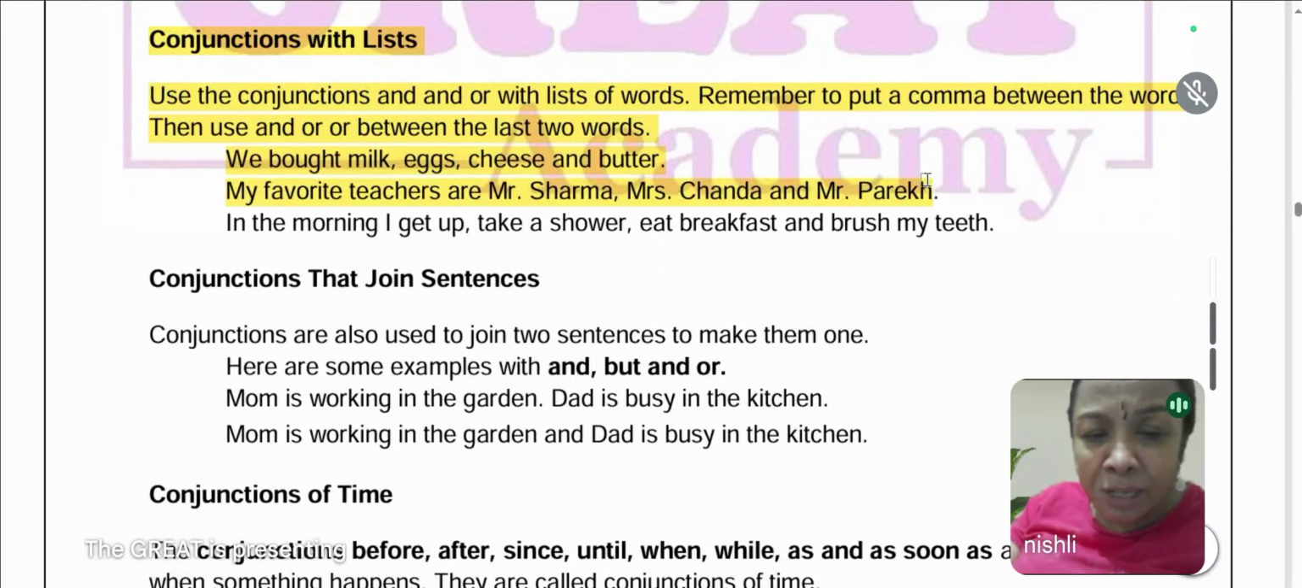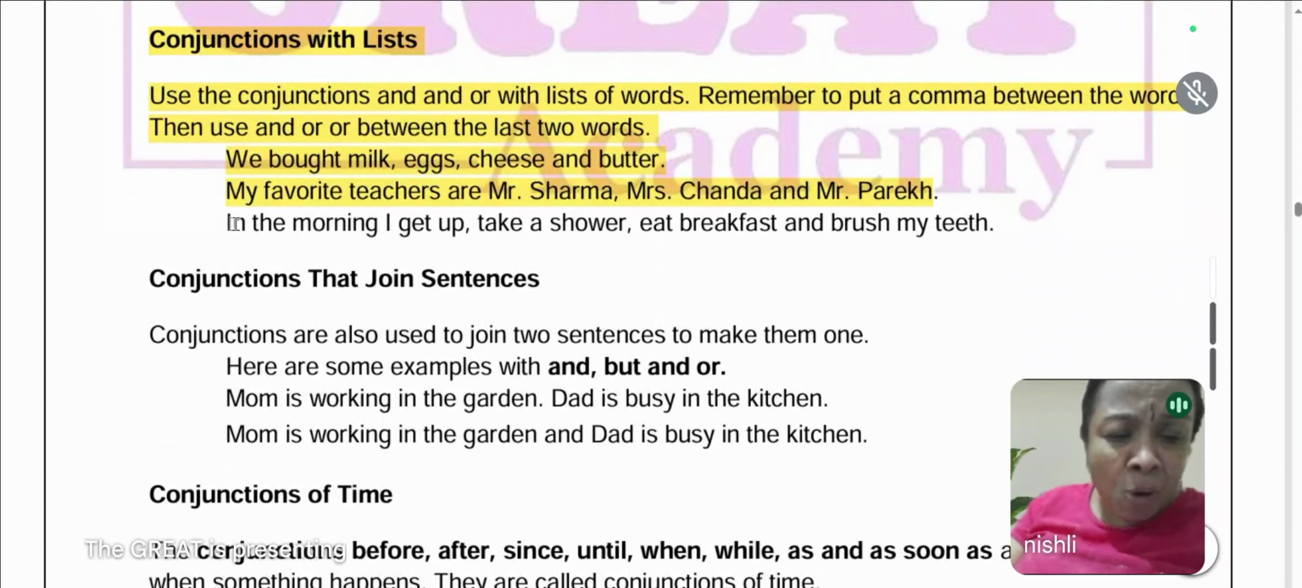Mr. Sharma, Mrs. Chanda and Mr. Parekh. So the whole list of teachers is given here. Mr. Sharma, Mrs. Chanda and Mr. Parekh. So if you want to name out all your favorite teachers, you have to use the word and. And is always used in addition, when you keep on adding more and more names, more and more characters, you have to use the word and.